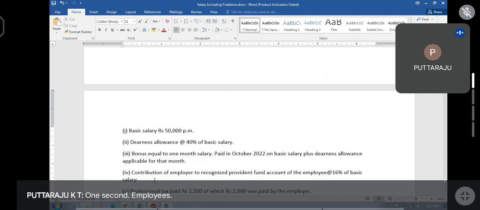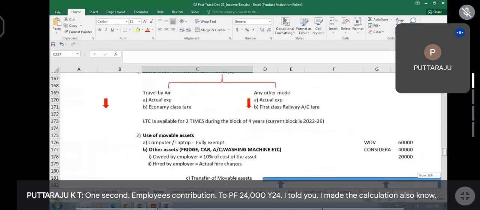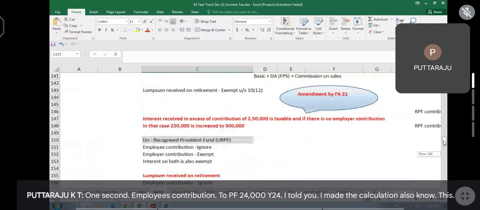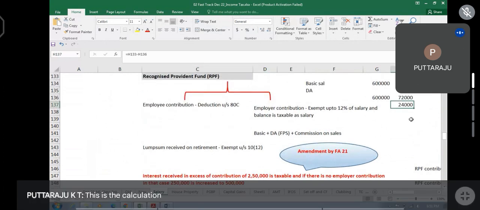Employer's contribution to PF 24,000. Why 24? I told you. I made the calculation also now. This is the calculation, 24,000. Then professional tax, how much?